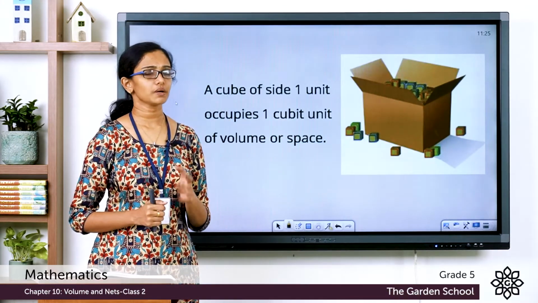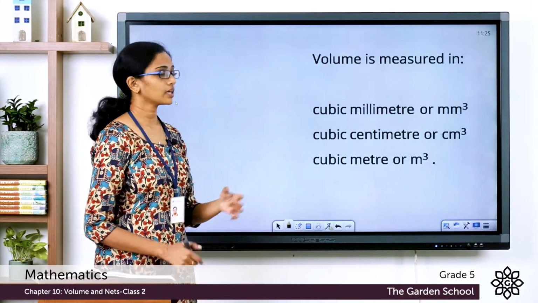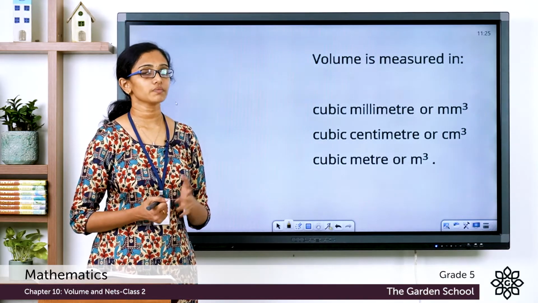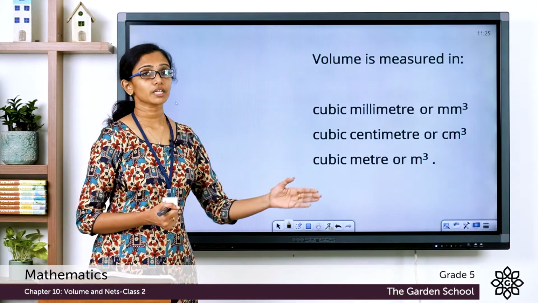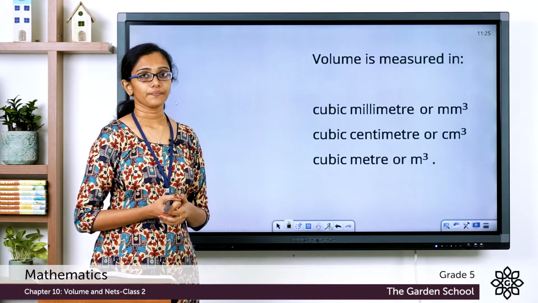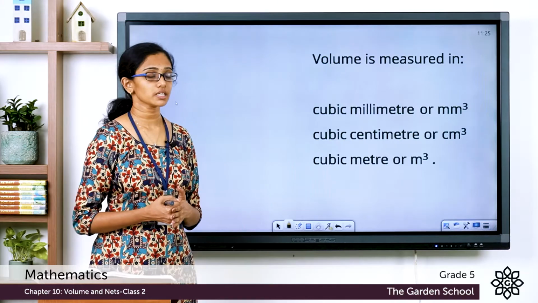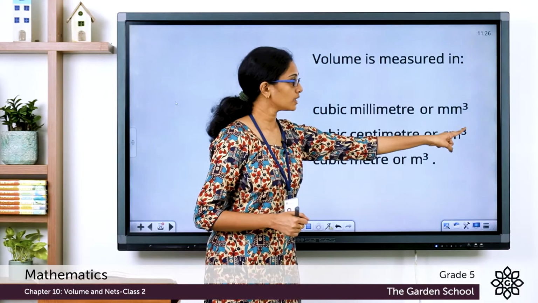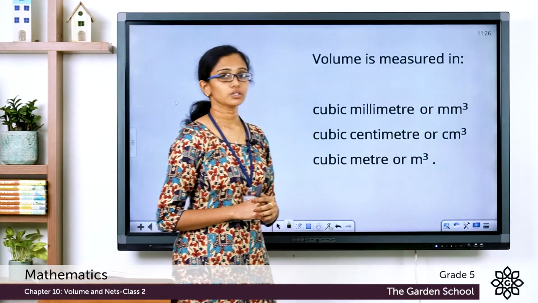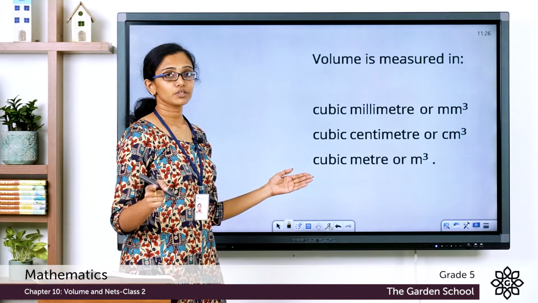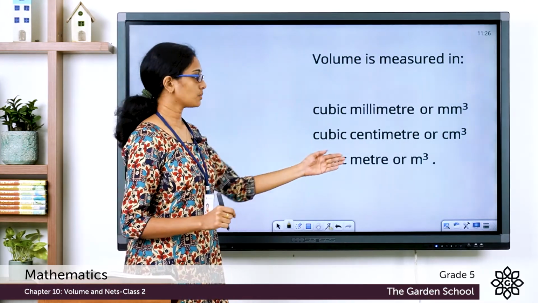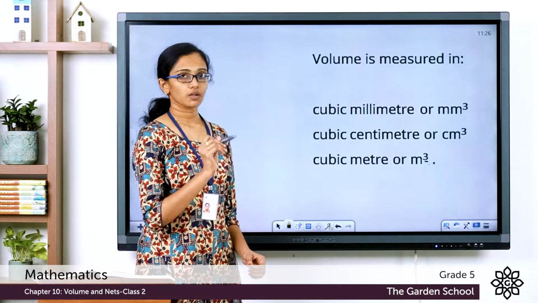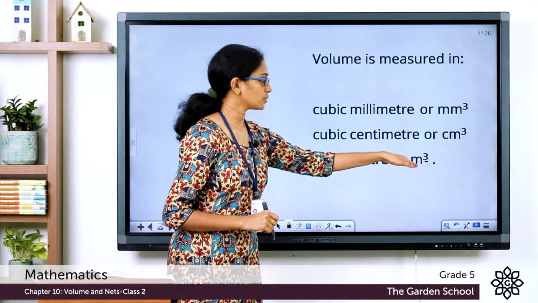Let's see that with examples, but before that keep in mind that we measure volume in cubic units. For example, if the dimensions are given in millimeters, we measure the volume in millimeter cube or cubic millimeter. If the dimensions are in centimeters, the volume will be in cubic centimeter or centimeter cube. This is how you write cube, a 3 written as a superscript to the given unit. And if the dimensions are given in meters, the volume will be in cubic meter or meter cube. Note how you represent cube here: a small 3 written as a superscript to the given unit.